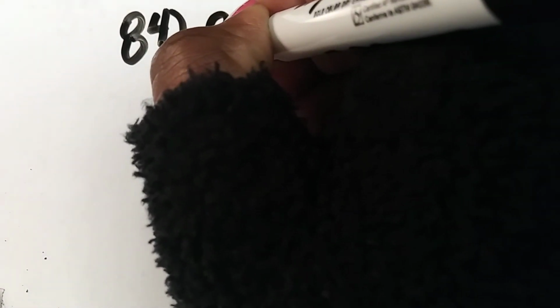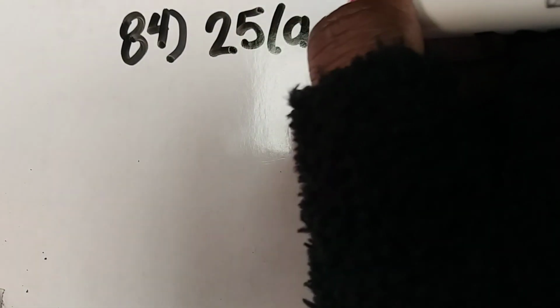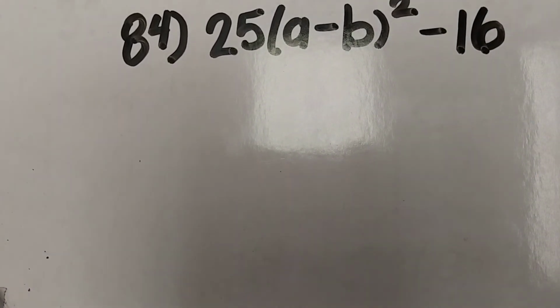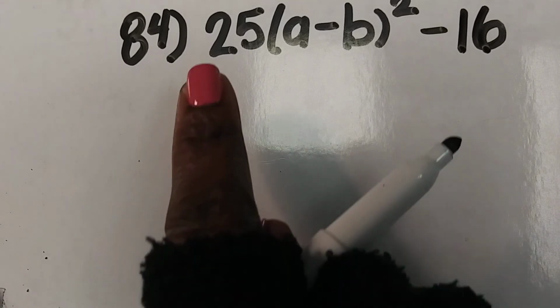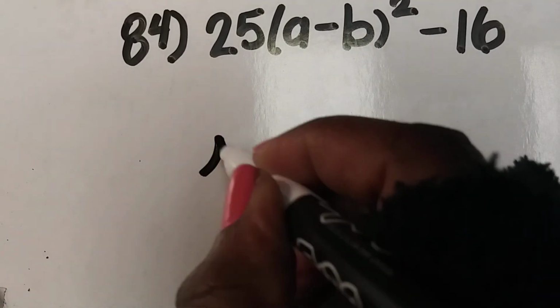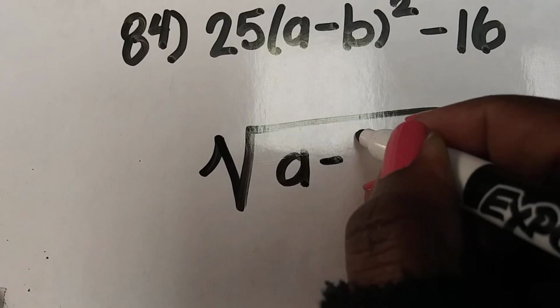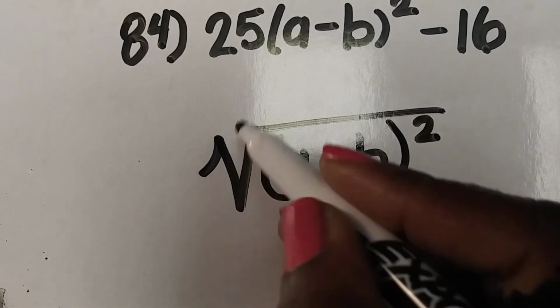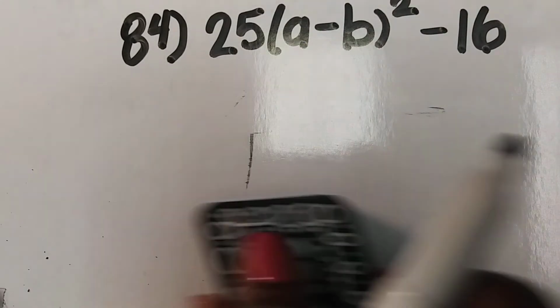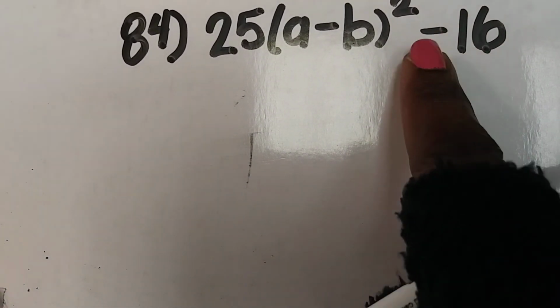Number 84. And 84 is a little different, but we're going to try it. I have 25 times a minus b squared minus 16. This is a difference of 2 squares because I can take the square root of 25. I can take the square root of a minus b squared, okay? And to show you that, I have a minus b squared, and the index is understood to be a 2. The square root of a minus b squared is just a minus b. And then I know the square root of 16 is 4, and I have a minus sign.